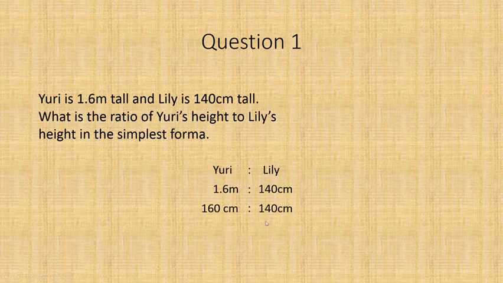And after that, simplify. If you look at that, you will find both of them ending in zeros, so I can divide both of them by 10. When you divide by 10, it's going to be equal to 16 to 14. And if you focus a little bit, you will find out that both of these numbers are even numbers, so I can divide them by 2. So when I divide them by 2, the answer is going to be 8 to 7.